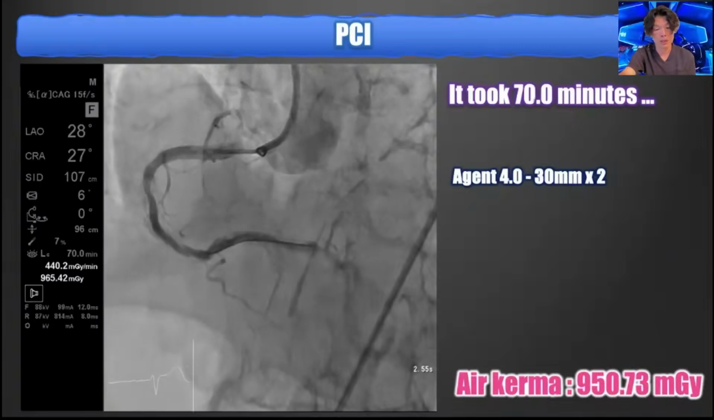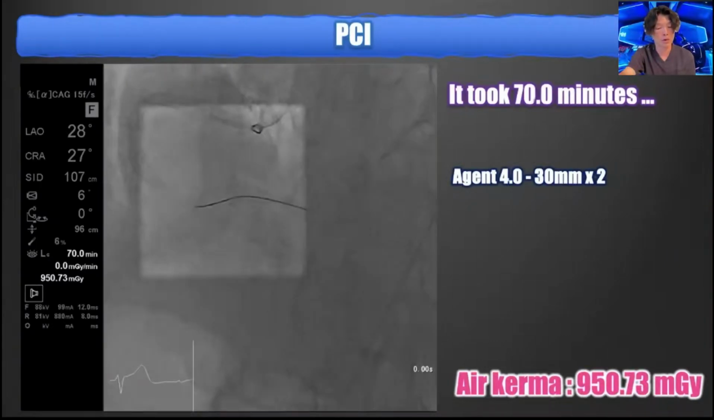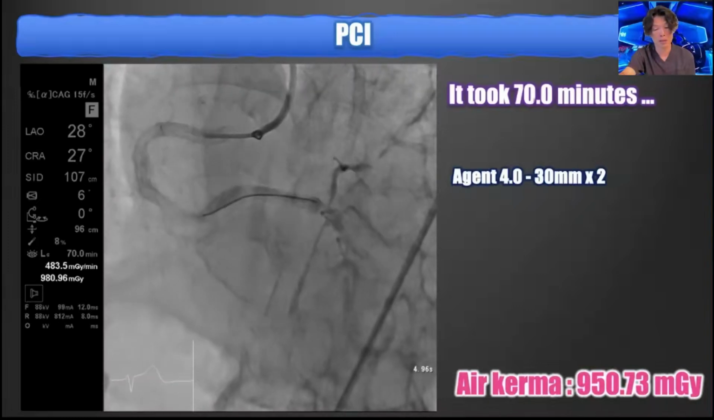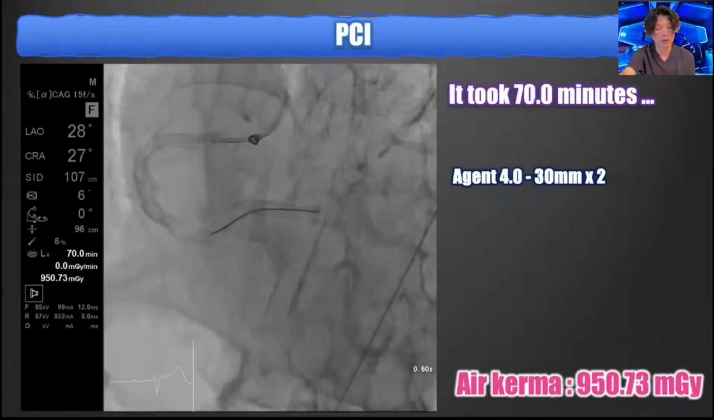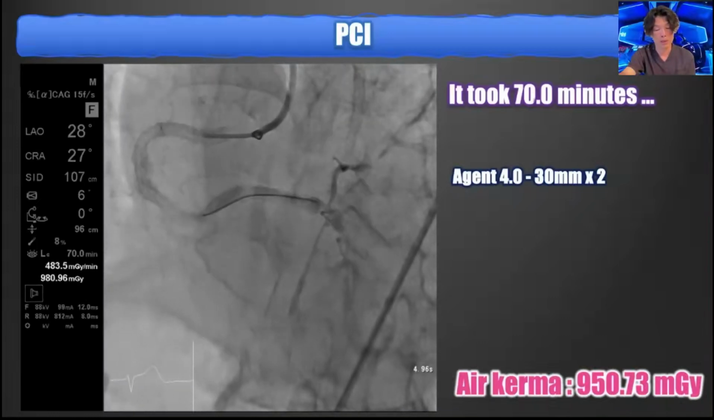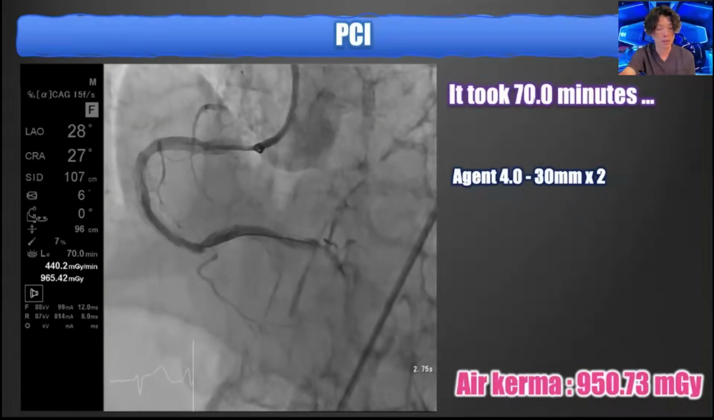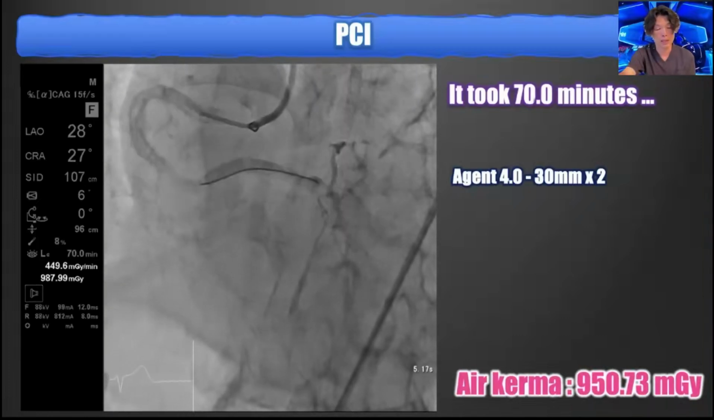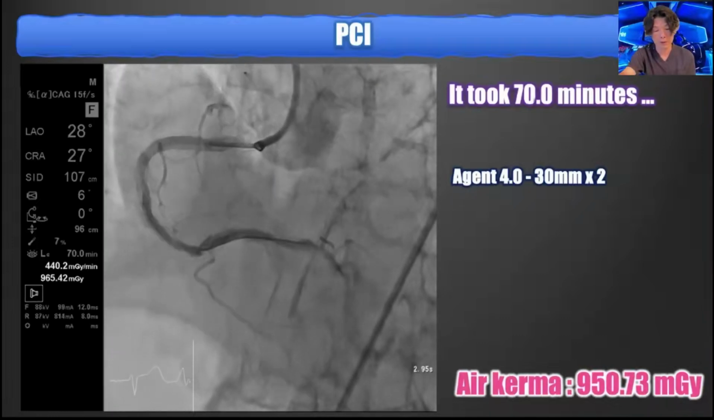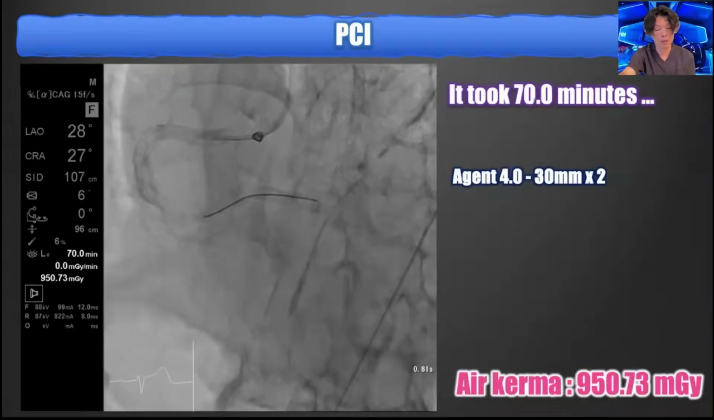After assessment with intravascular ultrasound, we performed a follow-up using Agent 4.0 30 mm drug-coated balloons at the occlusion site. The total fluoroscopy time was 70.0 minutes, and the final radiation dose was 950.73 milligray. The entire procedure lasted 65 minutes, with a final fluoroscopy time of 71 minutes.